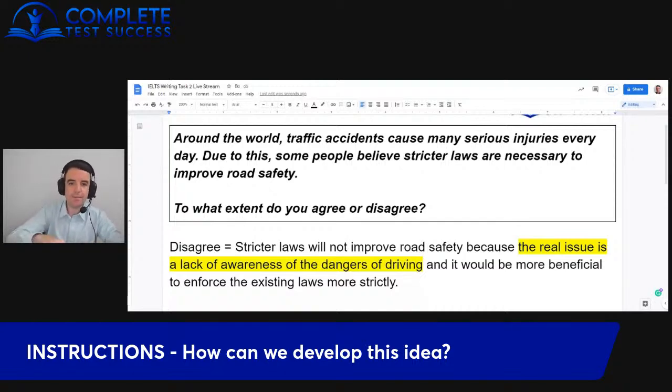So currently we're on a band 6 for task achievement. We have our two ideas. Our ideas are relevant and specific. Now we want a band 7. So we're going to develop these ideas. How are we going to develop those ideas?